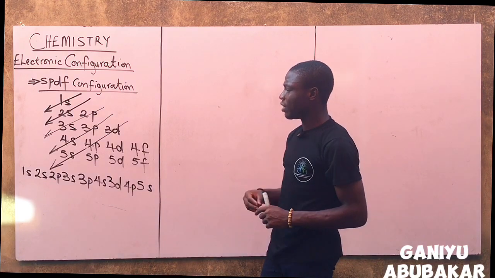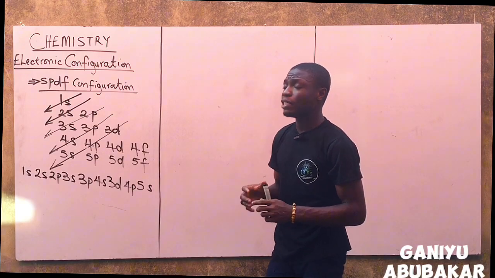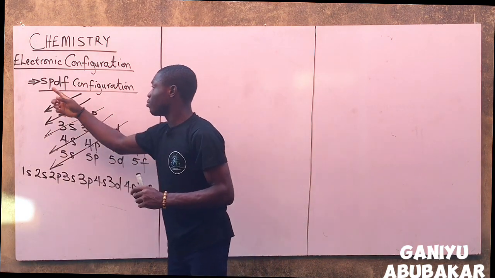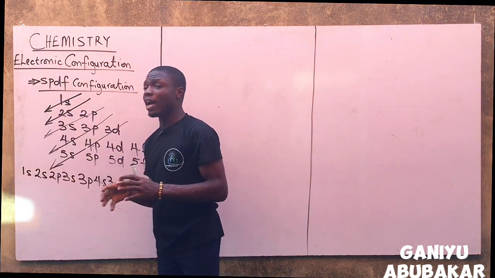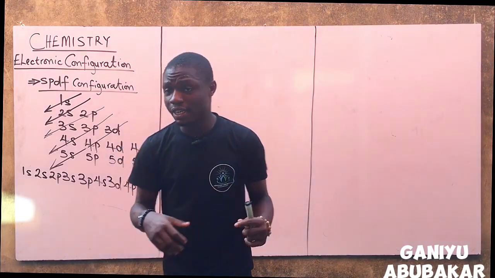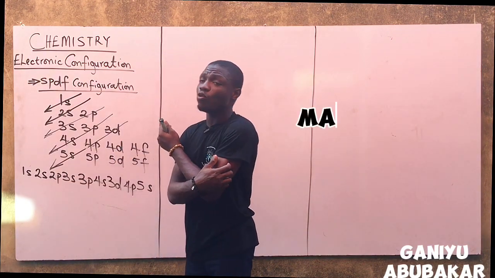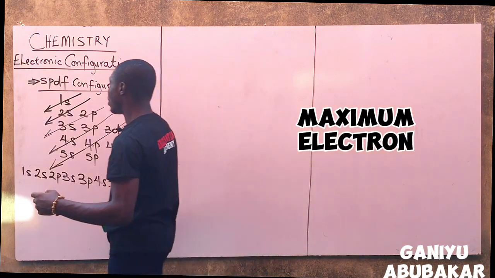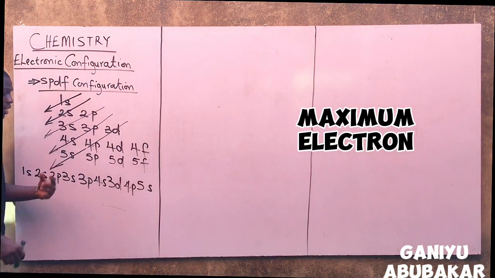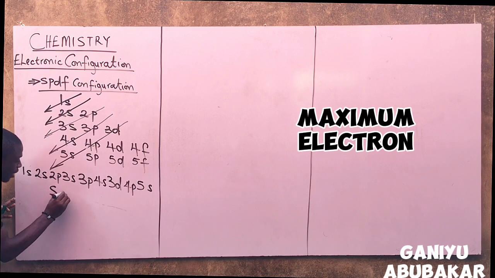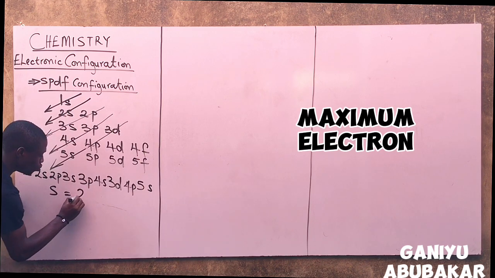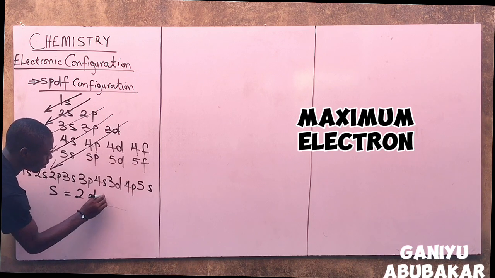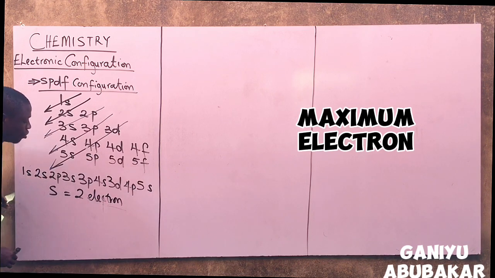At this point here, I want you to note something, right? The maximum electron that each sub-shell can take. S has the maximum electron that it can take, P has its own maximum electron it can take, and the others. So let's start with the maximum electron each of them can take. S can take maximum just two electron. Sorry, electron, please, not element. Electron.